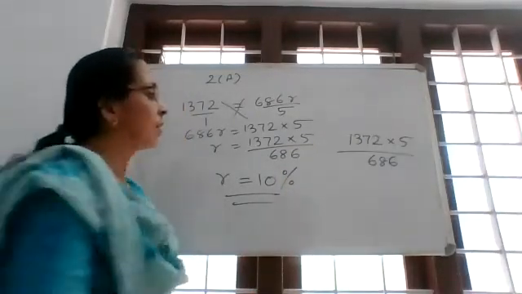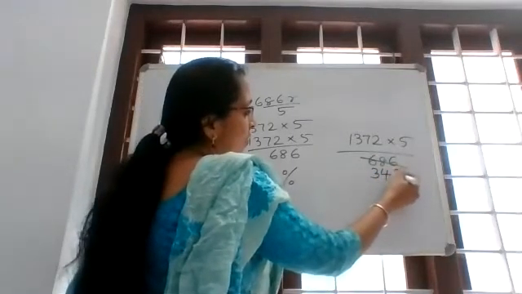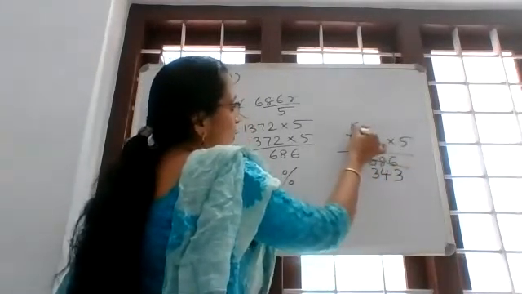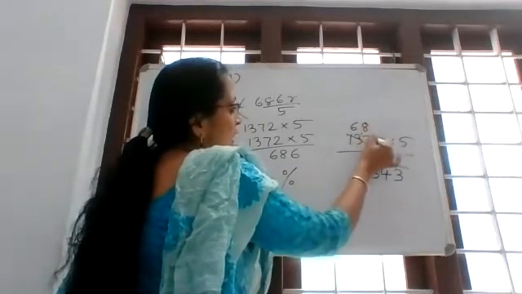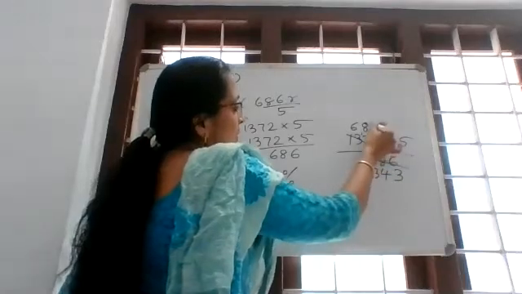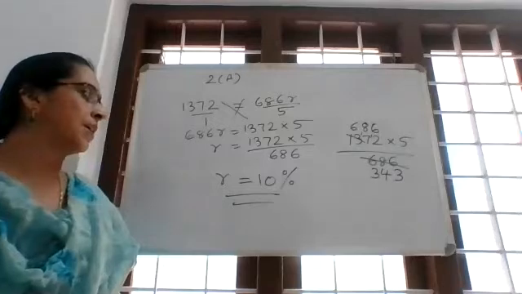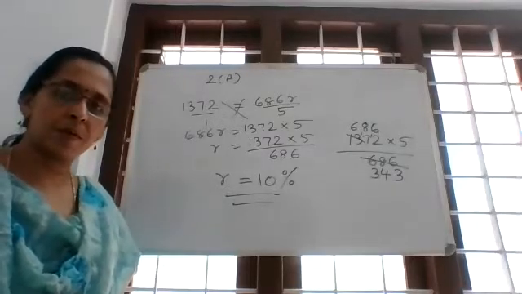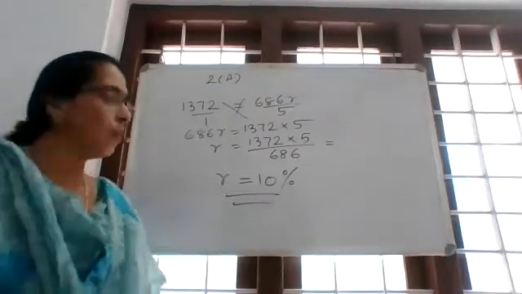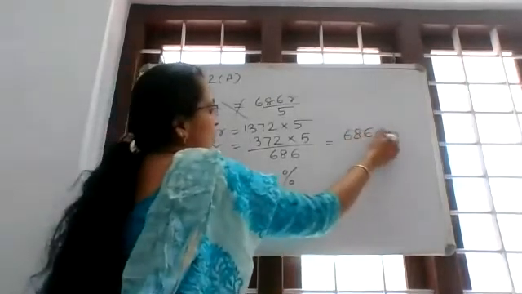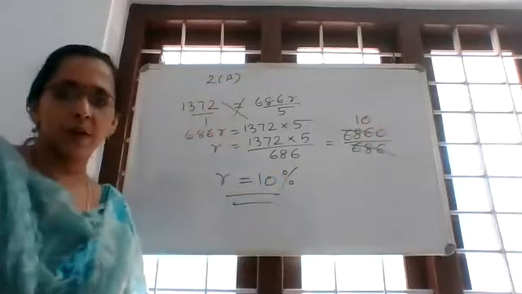Let us check the division: 3 2s are 6, 4 2s are 8, 3 2s are 6. Then 6 2s are 12, balance 1. Then 8 2s are 16, again balance 1. 6 2s are 12. Can we check with 3? So the answer is 6860 divided by 686. So cancel, 10. R is equal to 10%.